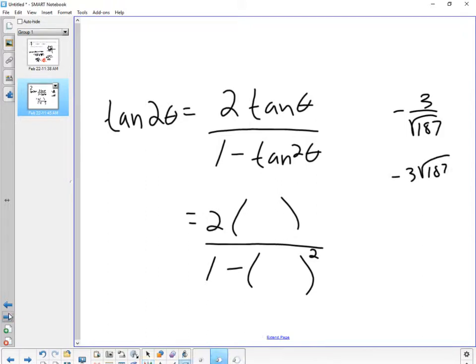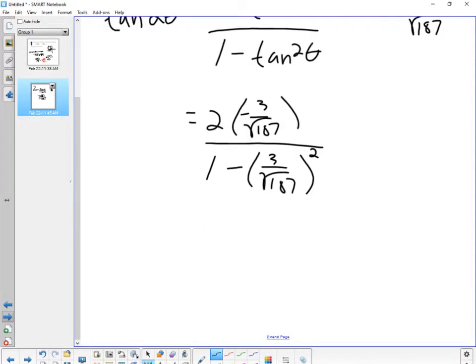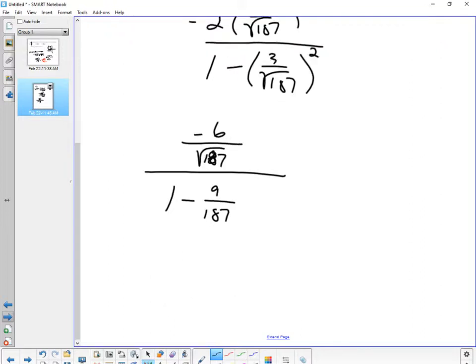You know what? I'm not even going to mess with that yet. So I've got negative 3 over radical 187. 2 times 3 over radical 187 should give me negative 6 over square root of 187. Right? 1 minus 9 over 187. What's 187 minus 9?